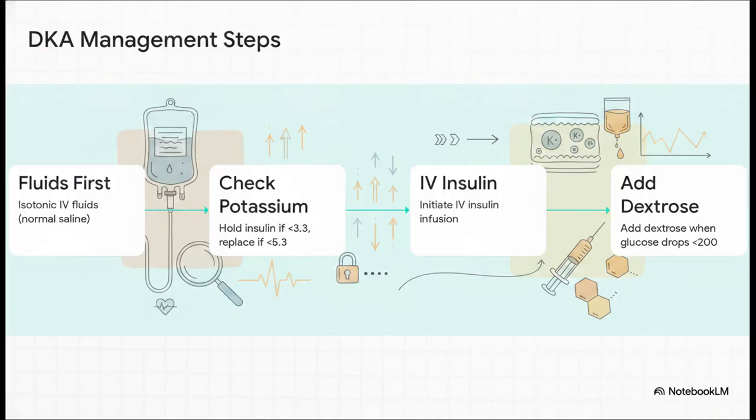That management sequence is strictly stepwise. Step 1 is fluid replacement with isotonic IV fluids, typically normal saline. Honestly, this is also your most crucial first step for HHS. Step 2, you absolutely must check potassium before giving any insulin. Step 3 is initiating the IV insulin infusion. And finally, Step 4 requires you to add dextrose to the IV fluids the second the serum glucose drops below 200. This prevents hypoglycemia while the insulin keeps working to close the anion gap.